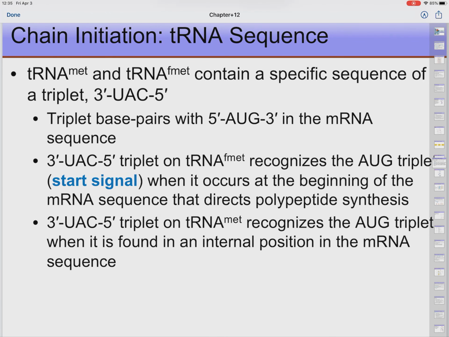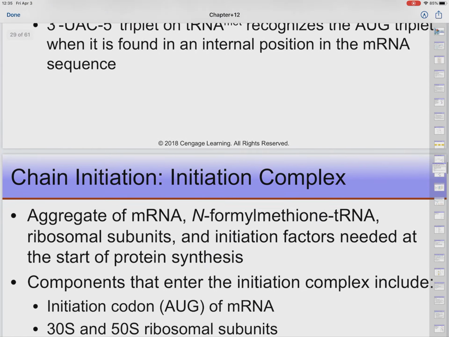And again, their specific sequence is going to be AUG. This is the start codon in the mRNA. And the tRNAs are going to have that anticodon UAC that pairs with that. We're going to look at a diagram here, and it should be a little easier to look at. So when these RNAs recognize the start signal, this is going to be the beginning of the synthesis.